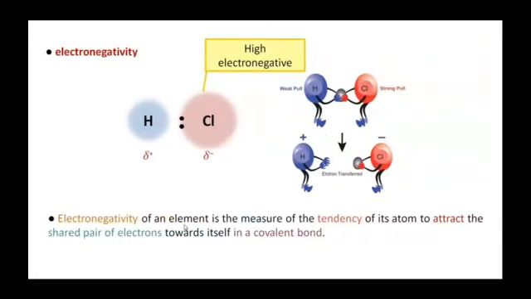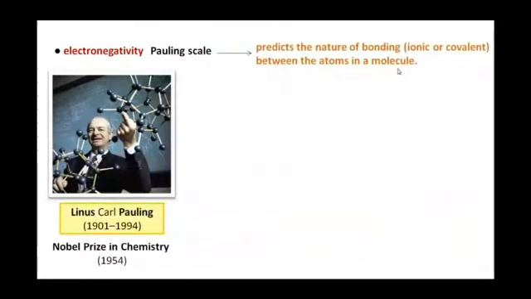Here, hydrogen will become H plus by losing the electron, and chlorine will become Cl minus by gaining the electron. So, the definition for the electronegativity is the measure of the tendency of its atom to attract the shared pair of electrons towards itself in a covalent bond. Electronegativity is explained using Pauling scale. Pauling scale was given by Linus Carl Pauling. He was awarded Nobel Prize in the year 1954 for explaining about the nature of chemical bond. He predicted about the nature of chemical bonding between the atoms, that is, whether it's ionic or covalent.